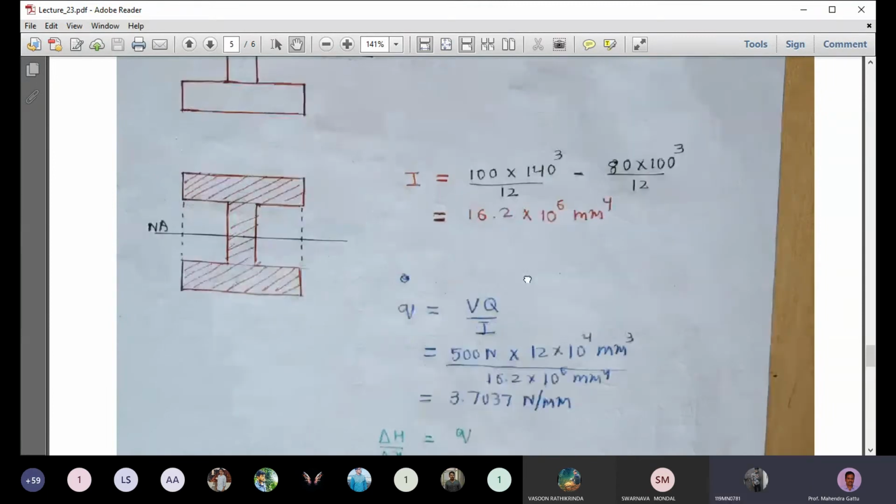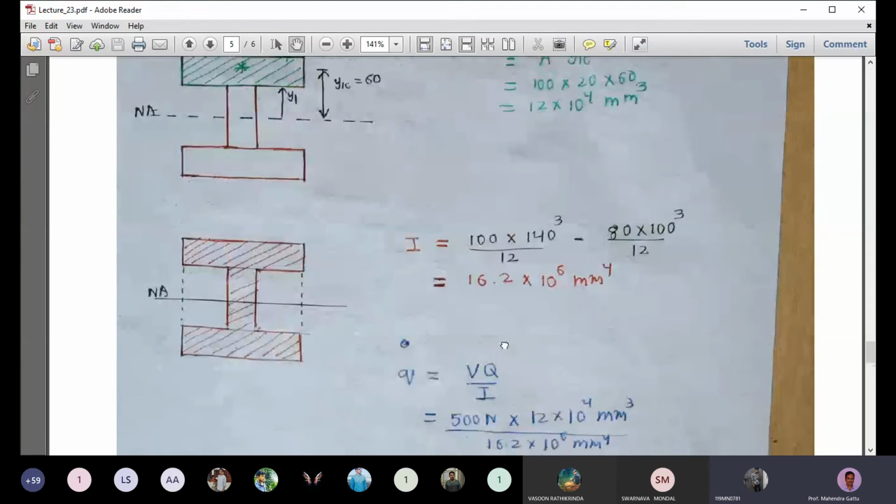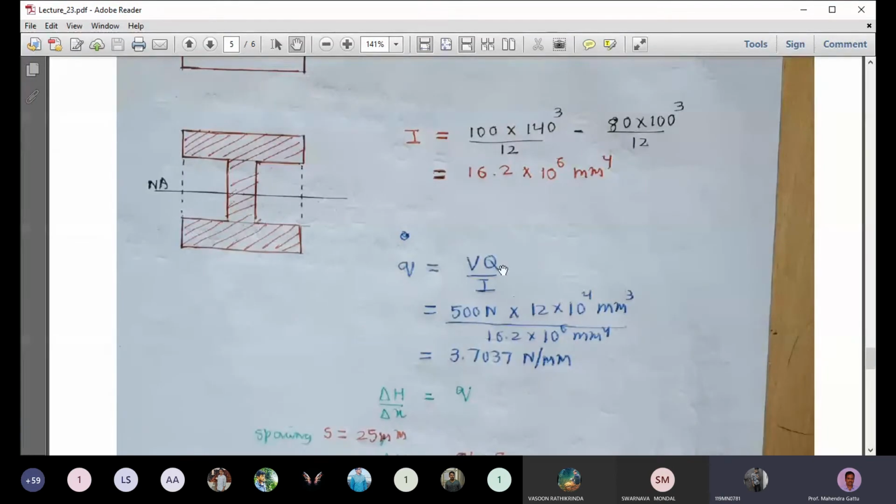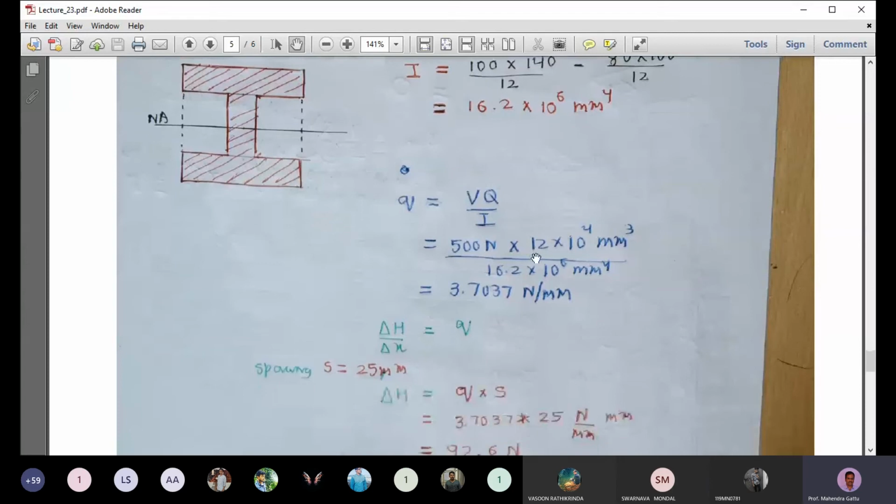Once we know that, we can calculate the shear flow q, which is VQ by I. The vertical shear is 500 Newton, the Q value is 12 into 10 power 4 millimeter cube, and the I value is 16.2 into 10 power 6. So we get something like 3.7037 Newton per millimeter.